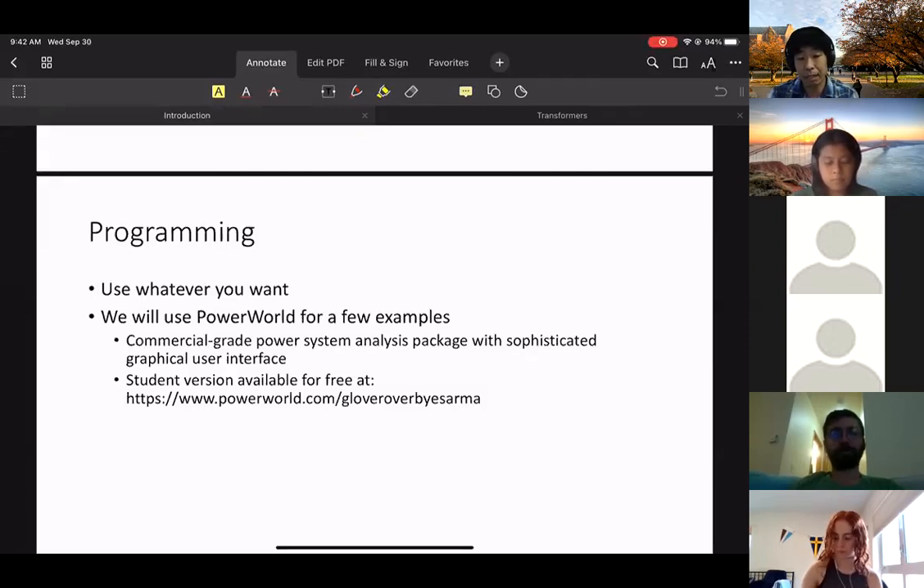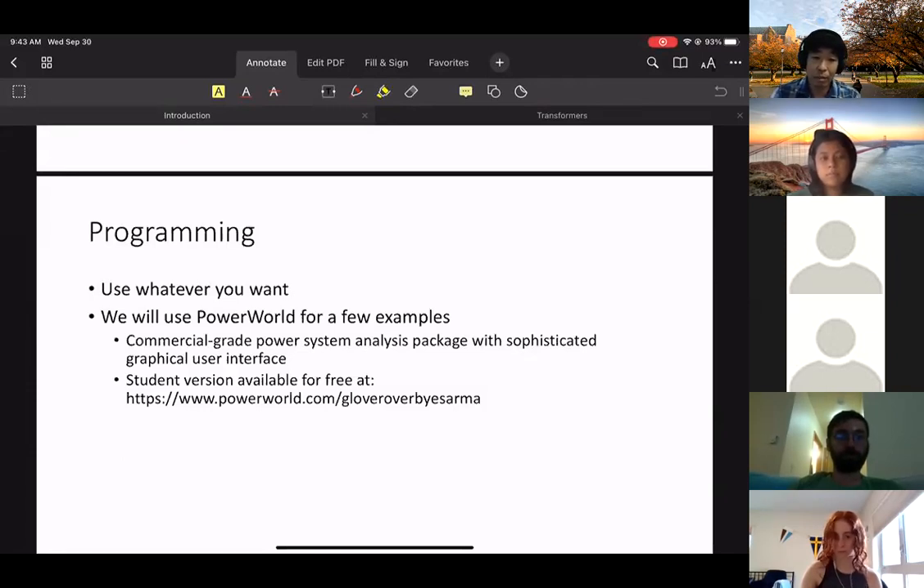If you want to use MATLAB, you can use MATLAB. You want to use Julia, you can use Julia. Or Python, you can use Python. If you want to use R, that's okay as well. Whatever you want to use, as long as you're comfortable enough in the programming language to handle matrices, to multiply and add matrices, factor matrices, that sort of thing, that's good enough for this class. There's no required programming language.